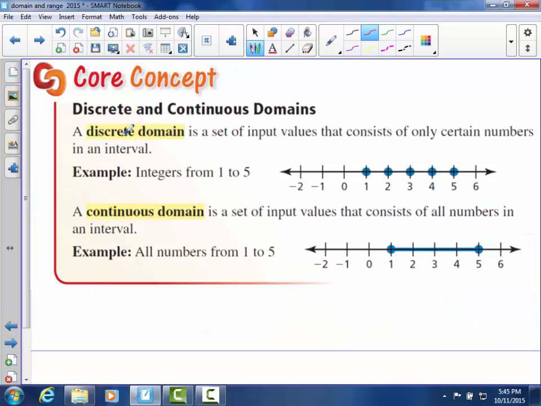Okay, I mentioned earlier discrete individuals, right? Continuous, it's an interval. Okay, there's no breaks. There's an infinite number of points in between here. And we're only talking about the input, so we're talking about the domains, the input values, the x's.